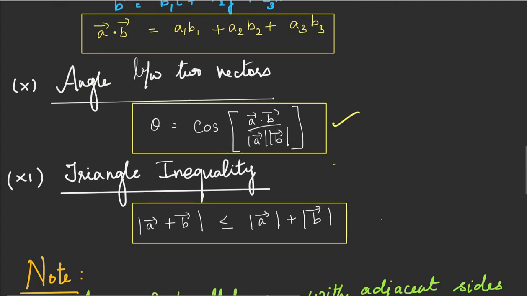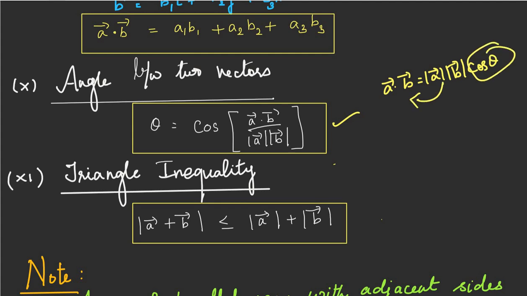Next, the angle between both the vectors. We know the dot product of two vectors, A vector dot B vector, is equal to mod of A vector mod of B vector into cos theta. We want cos theta here, therefore this term comes to the left, so it becomes cos theta is equal to A vector dot B vector by mod of A vector mod of B vector, or theta is equal to cos inverse of A vector dot B vector by mod of A vector mod of B vector.